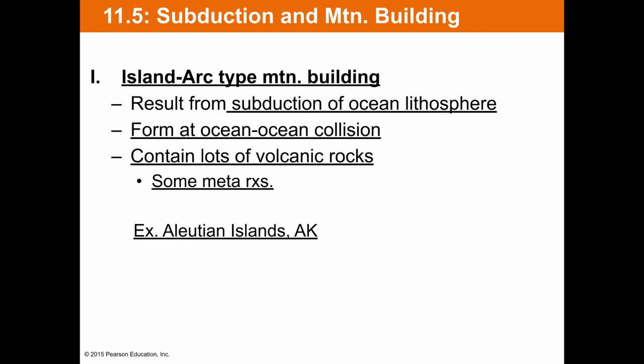The first type we'll discuss is the island arc mountain building, the island arc orogenetic events. These are the result of subduction from oceanic lithosphere and form at ocean-ocean collision events. They contain lots of volcanic rocks, some metamorphic rocks, and are defined best by the Aleutian Islands in Alaska.